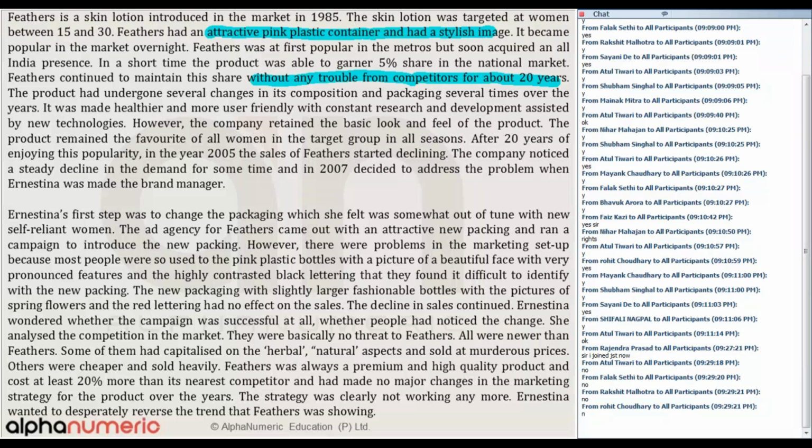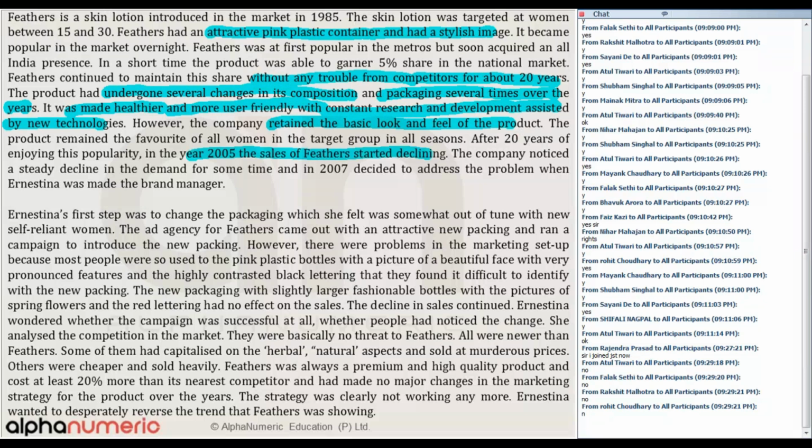The product has undergone several changes in its composition and packaging several times over the years. It was made healthier and more friendly with constant research and development assisted by the new technologies. However, the company retained the basic look and the feel of the product. The product remained the favorite of all women in the target group in all the seasons. After 20 years of enjoying this popularity, in the year 2005, the sales of Feathers started declining.